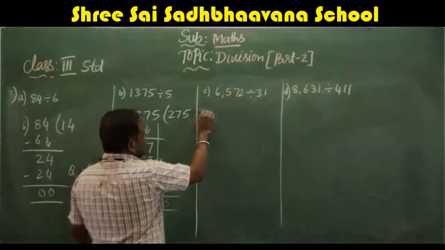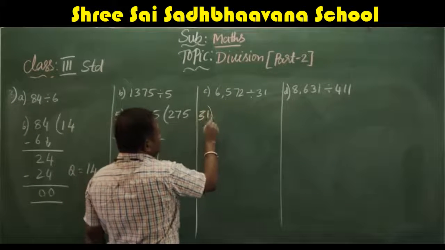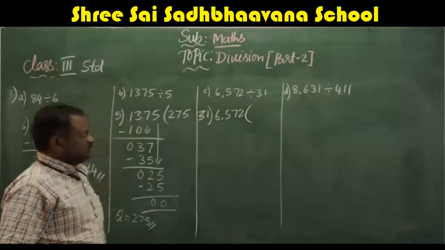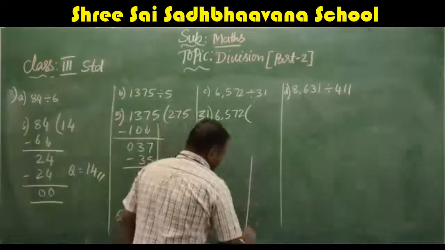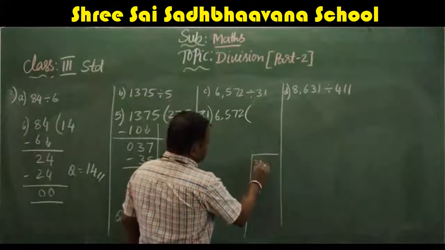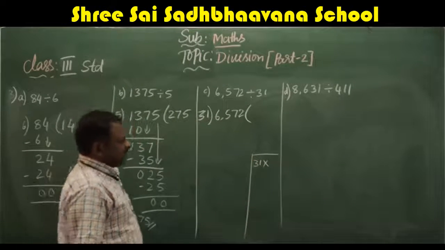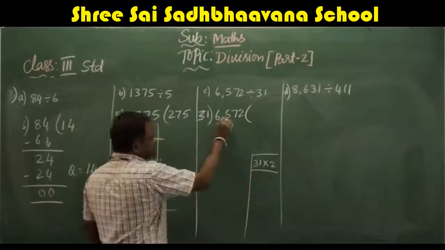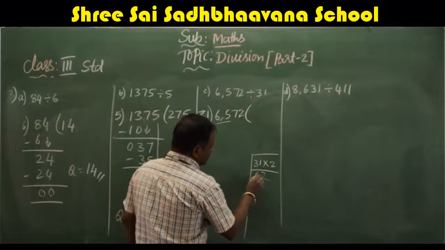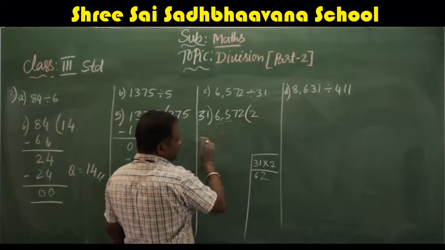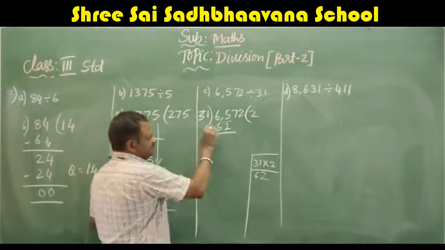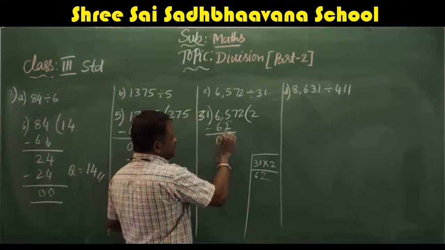Next come to here. From 31 you divide 6572. So it is not possible to get the 31 table. So 31 into how many times? It will divide 2 times. If you group 65, 31 into 2, 2 1s are 2, 2 3s are 6. So 2 times you will get 62. Subtract 5 minus 2, 3, 6 minus 6, 0.